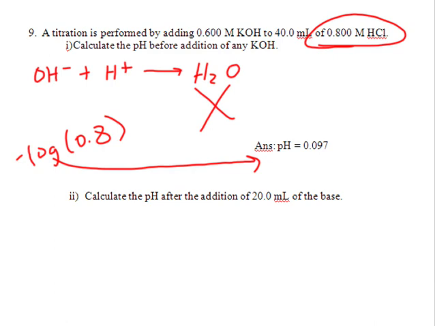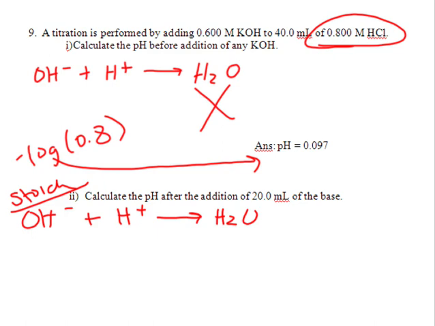We haven't added any base yet. We really are just starting the titration. And so now we're going to start the titration, and we're going to do a stoichiometric table here. So we put moles in our stoichiometric table. H plus is always going to be the same moles. It's not going to change throughout the entire titration. It's 0.04 liters times 0.8, and what do we get? 0.032. That number is going to stay the same.